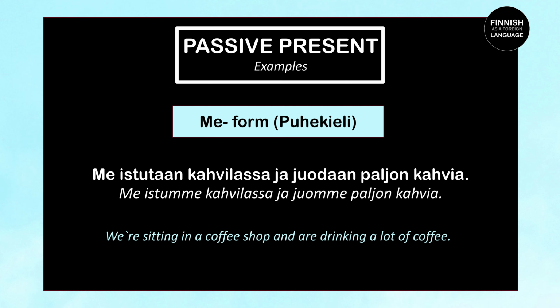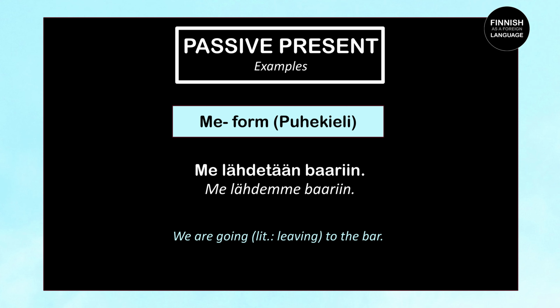Let's go quickly through it. Me istutaan kahvilassa means we're sitting in a coffee shop, and ja juodaan paljon kahvia means and we're drinking a lot of coffee. Let's do one more example. Me lähdetään baariin means we're going to the bar. Well, literally it means we're leaving to the bar. In kirjakieli we would say me lähdemme baariin, which also means the same.